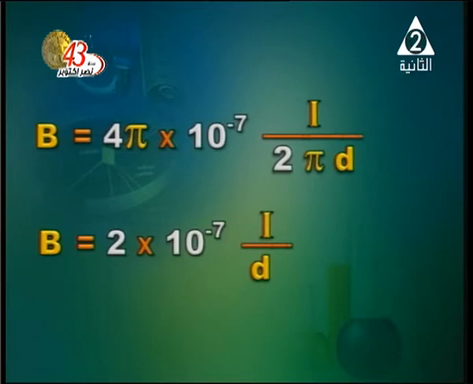So once again, we'll use this particular relation, B = 2 × 10^-7 I/d, when we've got a wire in air. The expression is B = 2 × 10^-7 I/d.